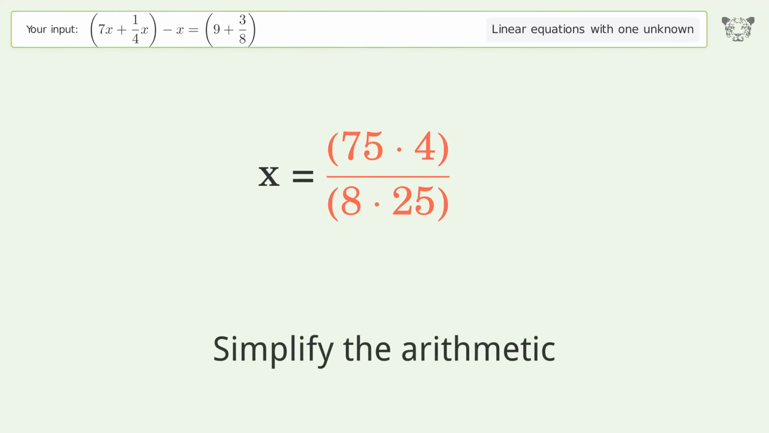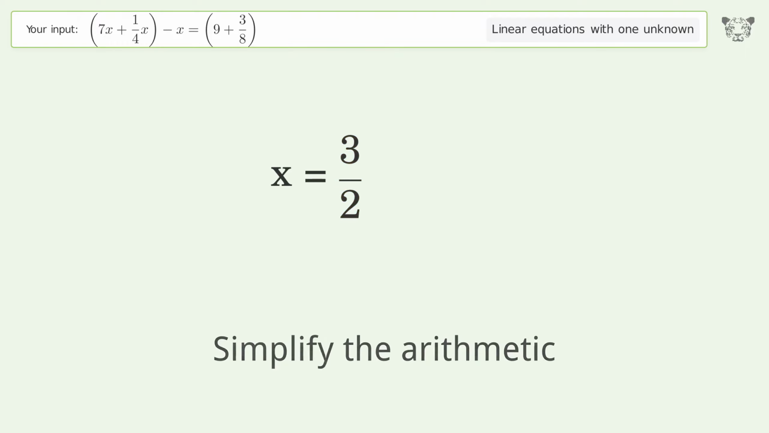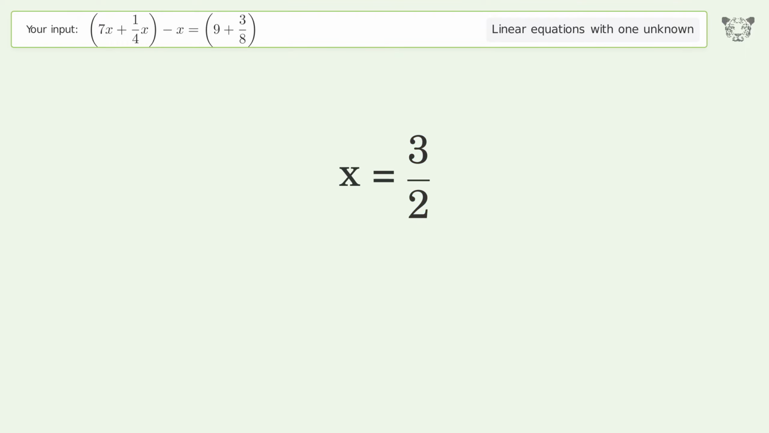Simplify the arithmetic. And so the final result is x equals 3/2.